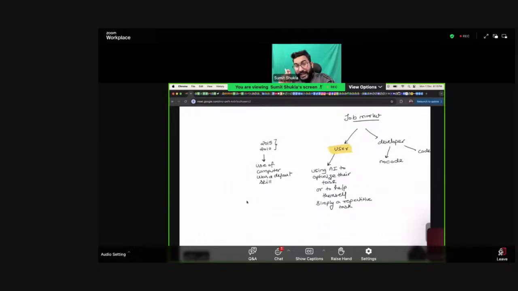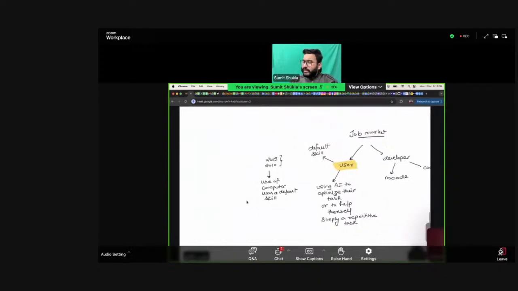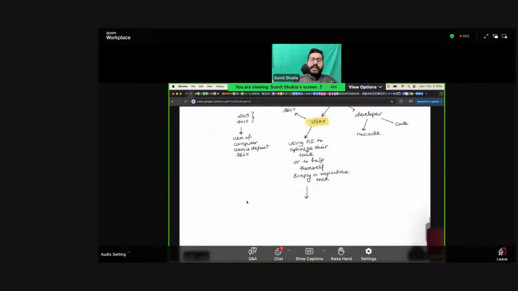Similarly, using AI is a default skill. It will become a default skill, like a default skill nowadays. And this is something which all of you need to know. And if you want to become a user of AI, the only thing that you need to learn is how to write an efficient prompt.